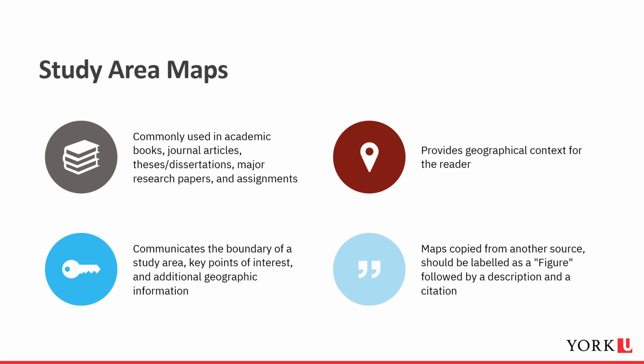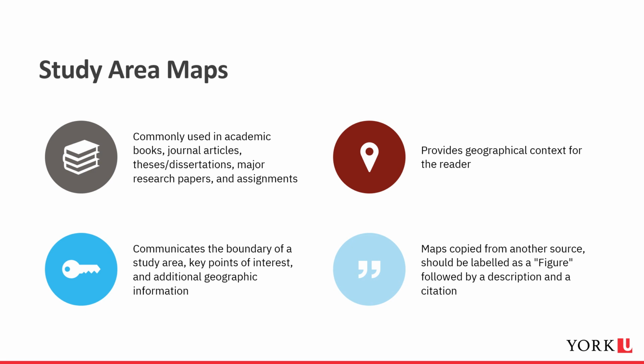As a researcher, you might encounter study area maps. Study area maps are a type of map that describe a specific area of study or key points of interest that are affiliated with a research study. For example, you might find an article on a case study in the Parkdale neighborhood in Toronto, and embedded in the article, there may be a study area map of Parkdale.